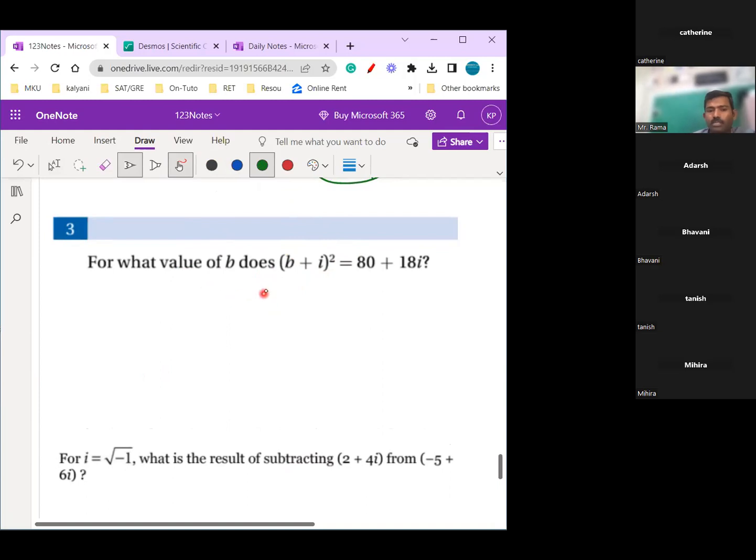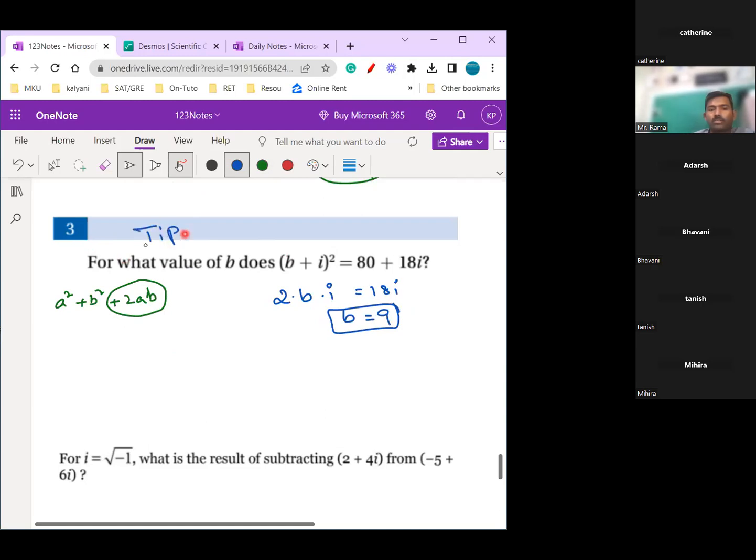So if I write the formula here, a squared plus b squared plus 2ab, this 2ab is the imaginary part. That's all I needed. So 2ab means 2 times a times b, and then i, which is 18i. So you can compare that, then b is going to be 9. Done. This is the technique for this question. Okay, remember this.